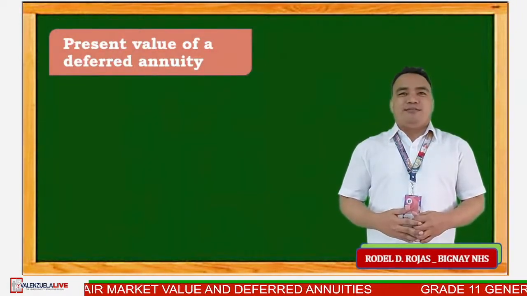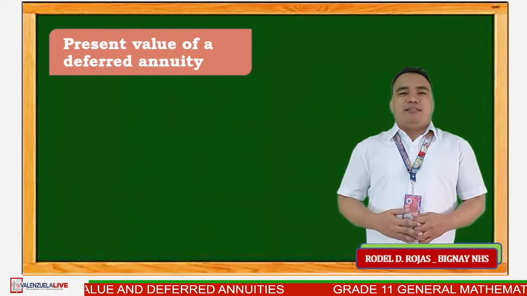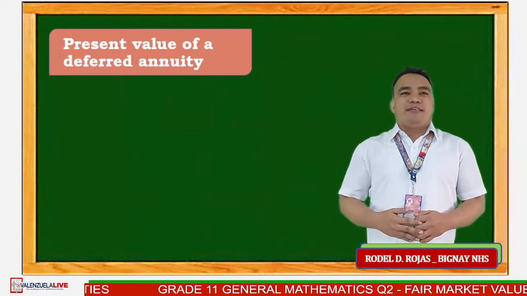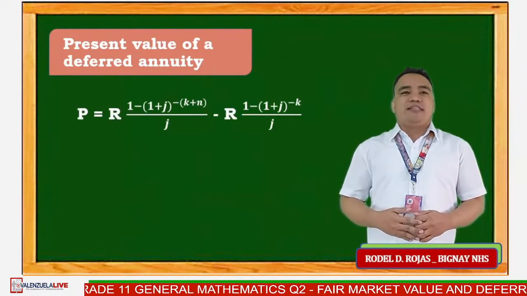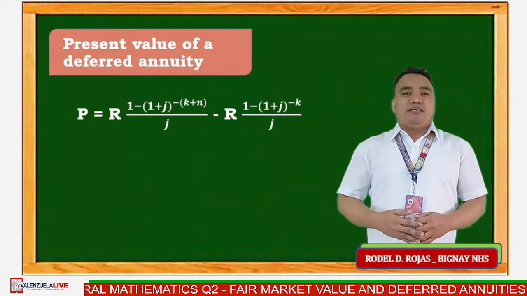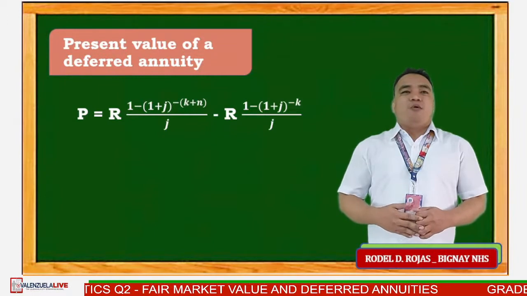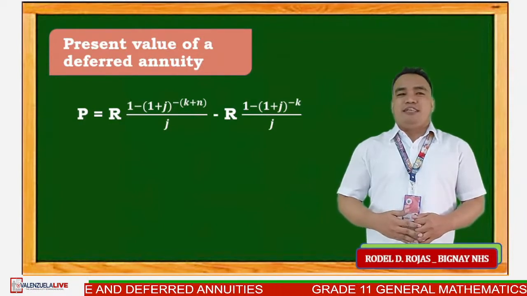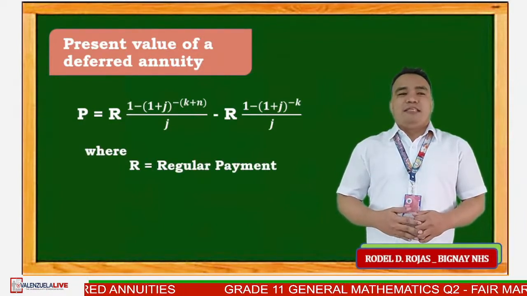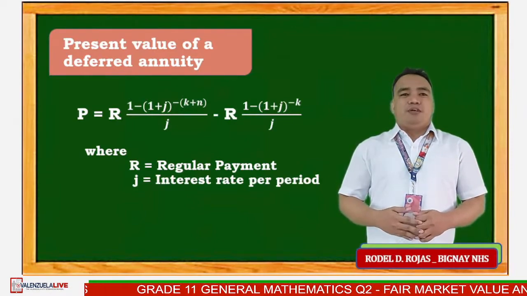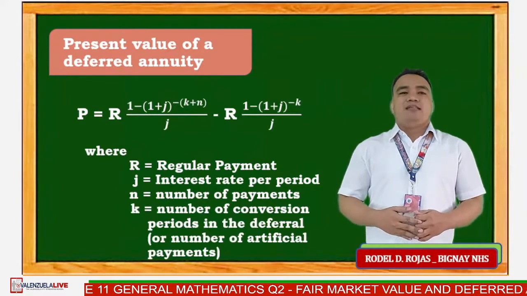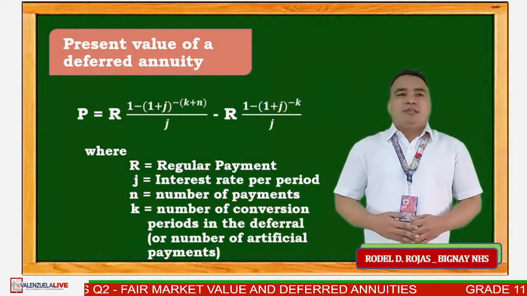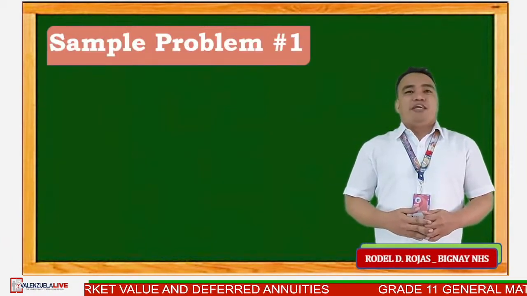Let's move on to the present value of a deferred annuity. To get the present value of a deferred annuity, we will follow the formula: P equals R times [1 minus (1 plus j) raised to negative (k plus n)] all over j, minus R times [1 minus (1 plus j) raised to negative k] all over j, wherein R equals regular payment, j equals interest rate per period, n the number of payments, k the number of conversion periods in the deferral or number of artificial payments. Let us answer sample number 1 of a deferred annuity.